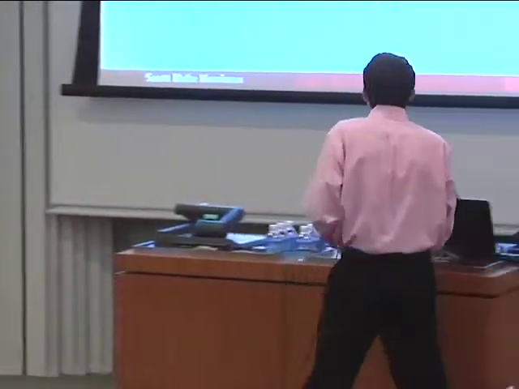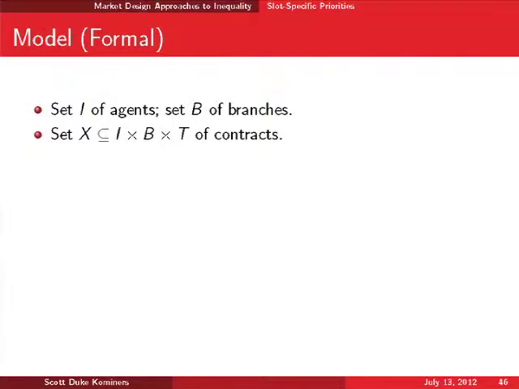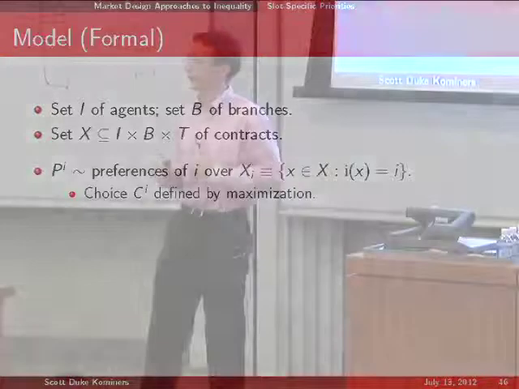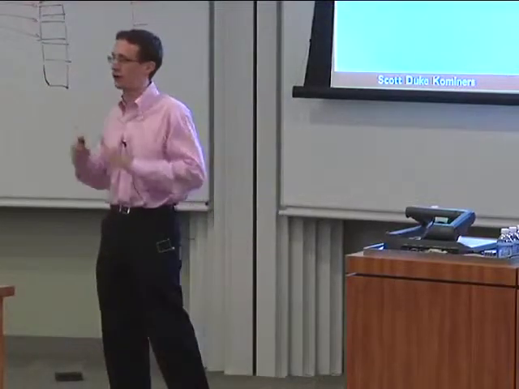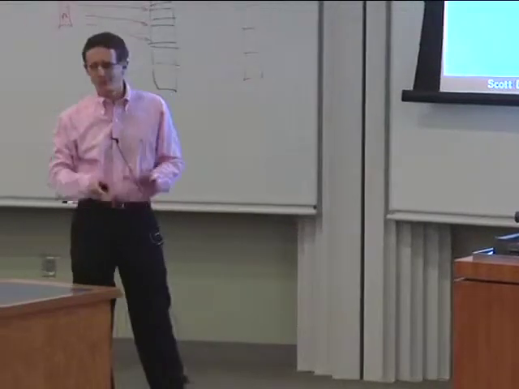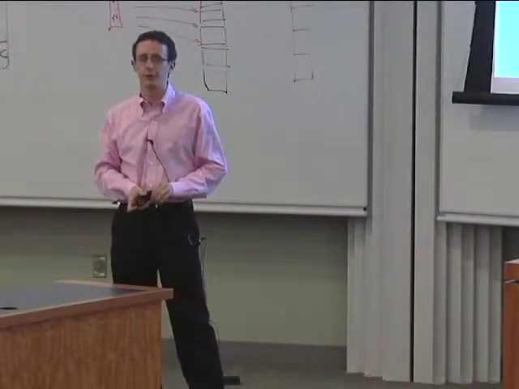Let's put that in notation. Set of agents, set of branches, a set X of contracts. Contracts are going to specify an agent and a branch and some terms of exchange. Agents, as before, just have preferences over contracts. Contracts used to be just school assignments. Now they might be school assignments with costs of going to school. And without loss of generality, we'll assume they only care about contracts that specify them as the participants.